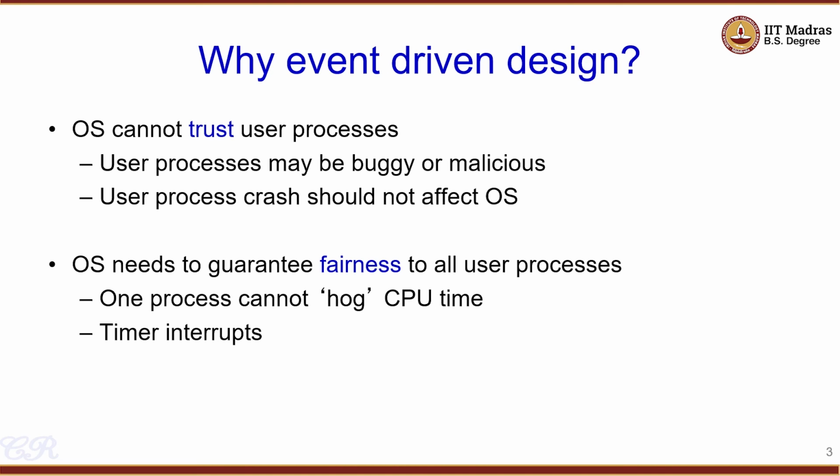By having an event driven design, the OS could guarantee fairness to all the users. So if you have one particular process which is, say, executing an infinite loop, the OS could interfere, halt or kill that particular process, and then permit the resources like the CPU to be accessed by other processes, right? So one process cannot hog the CPU time. With the help of these interrupts, the OS would be able to achieve fairness among all the user processes.